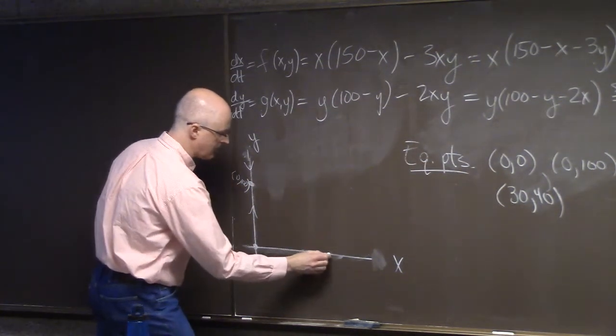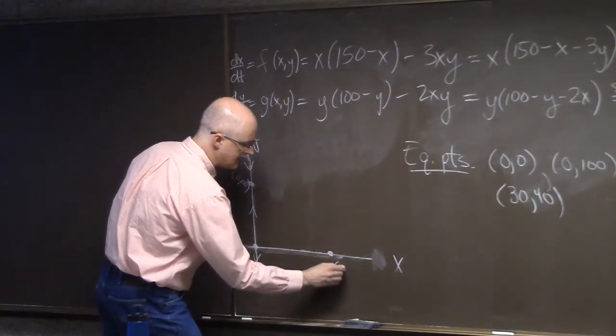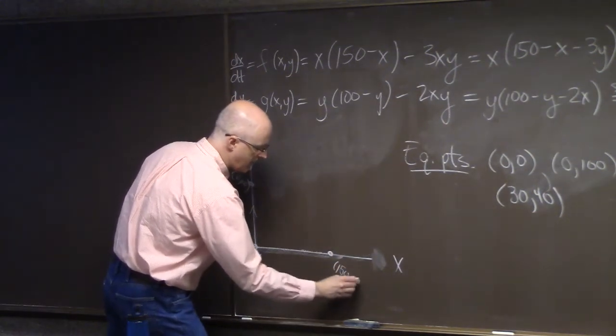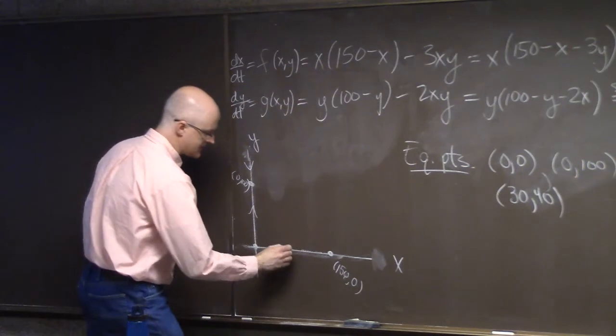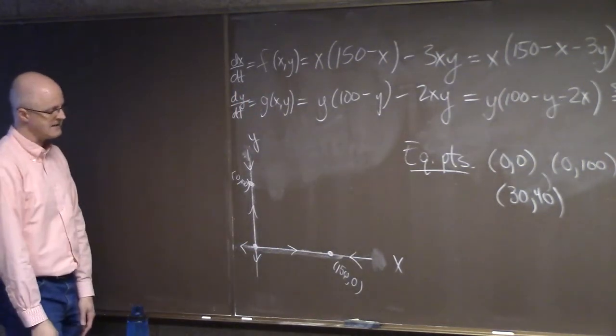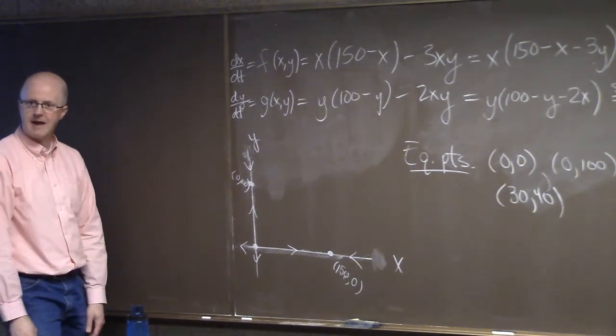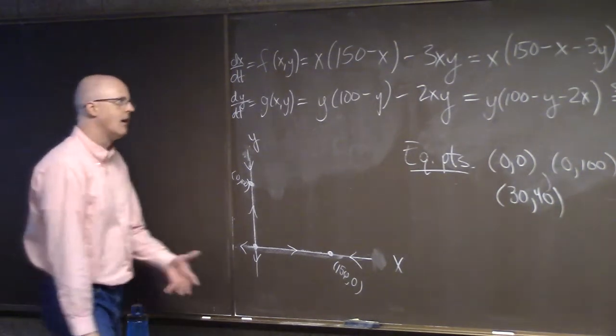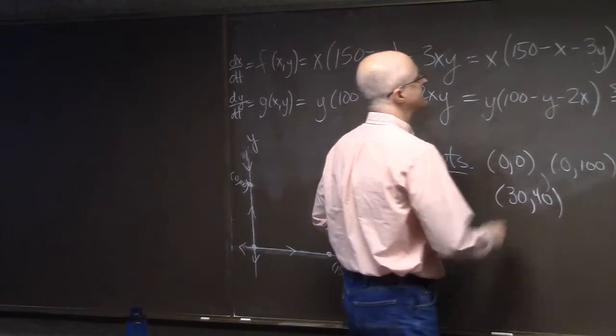You're going to have an equilibrium point at 150, 0, and it's logistic, just like the one for y is. So your arrows are going to look like that. All right, let's draw the more complicated nullclines.